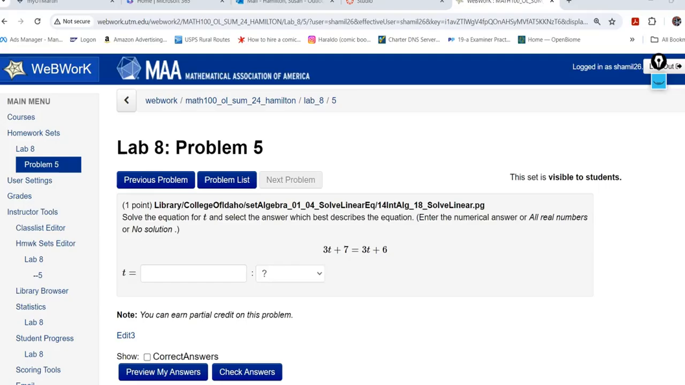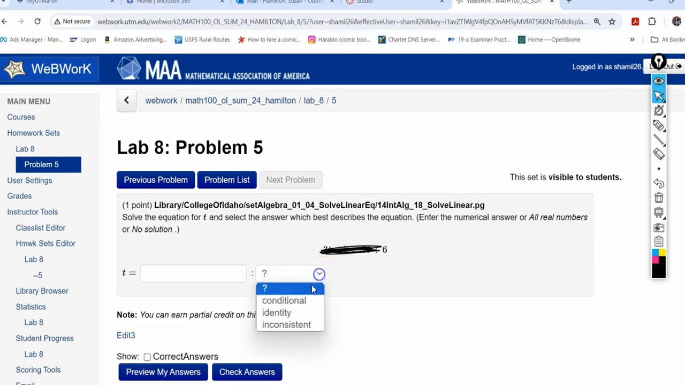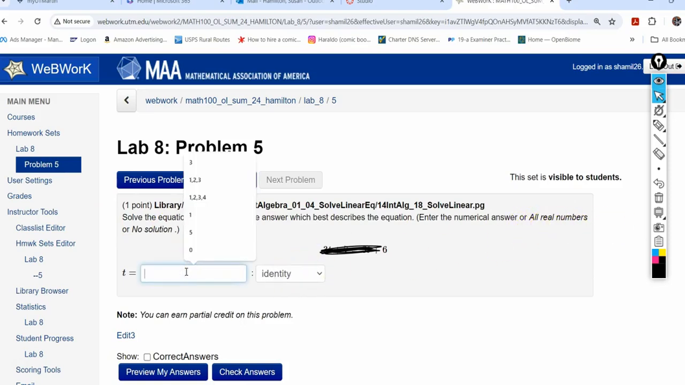Okay, so if we go to WeBWorK, suppose I just had the problem that I solved. Then I would have chosen identity and then entered the numerical answer. If it had been a conditional, I would have put the number in, or all real numbers, or no solution. If it's an identity, your solution is going to be all real numbers. So I'm going to type in here all real numbers. That was for the one I just did, not for the one that's on the screen. That's how I would have answered that.